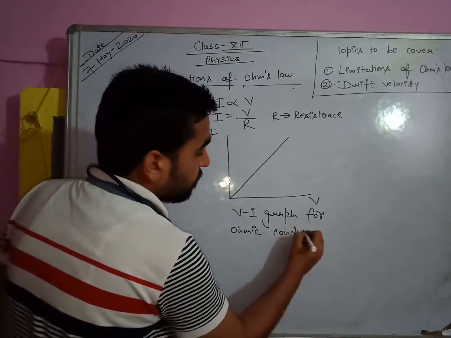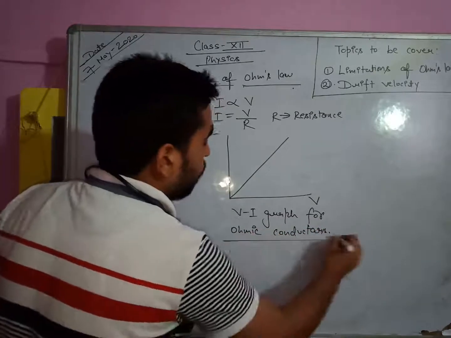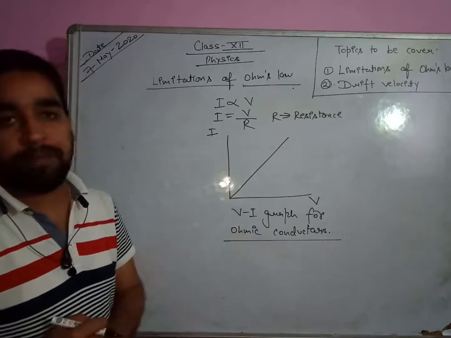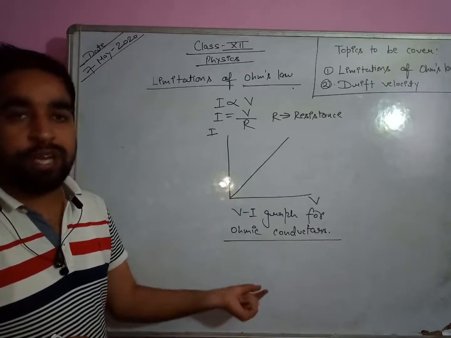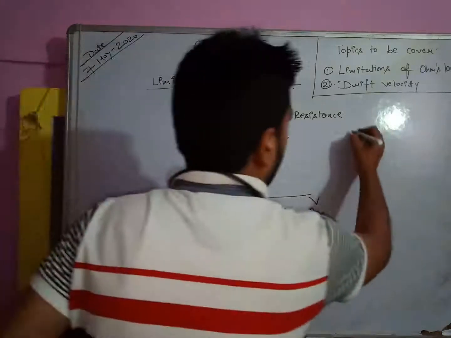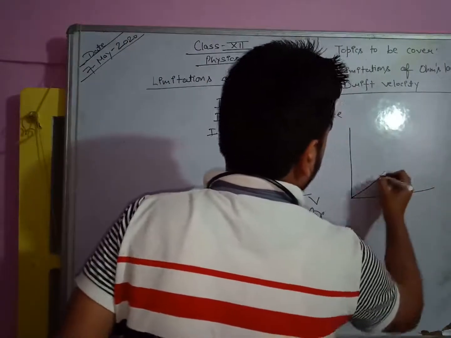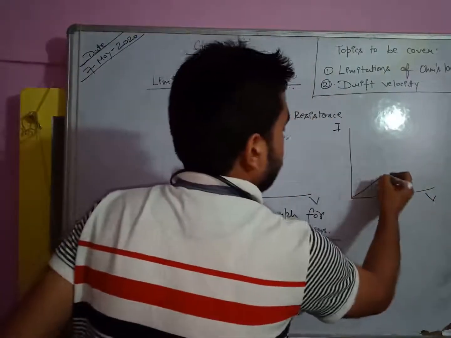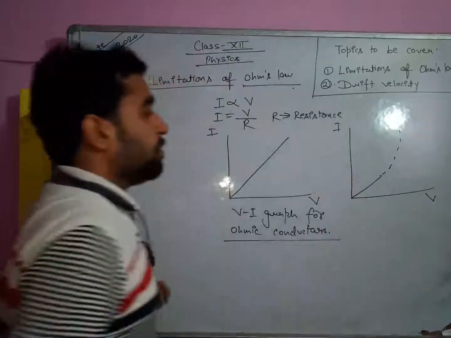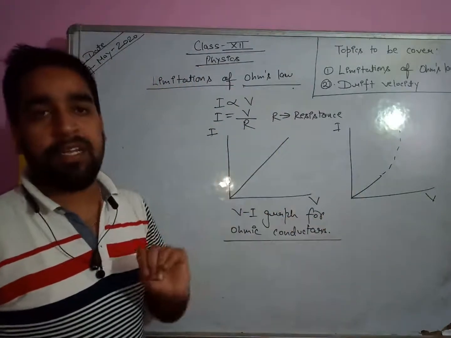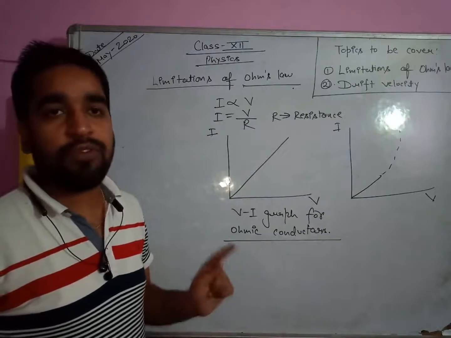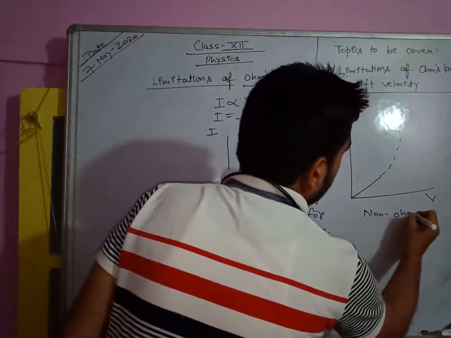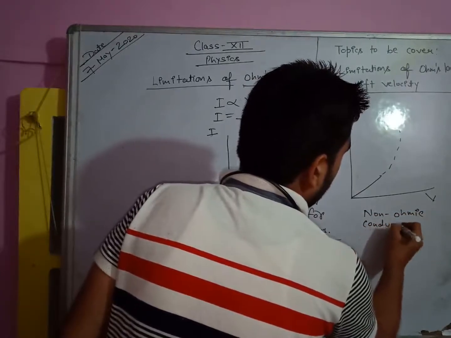Why am I saying ohmic conductor? Because the conductors which follow Ohm's law come under the category of ohmic conductors. Not all conductors follow Ohm's law. There can be a VI graph such that in the beginning it follows a straight line, and later on it turns like this. So these are non-ohmic conductors. The kinds of materials which do not follow Ohm's law come under the category of non-ohmic conductors. So this is the VI graph for non-ohmic conductors.